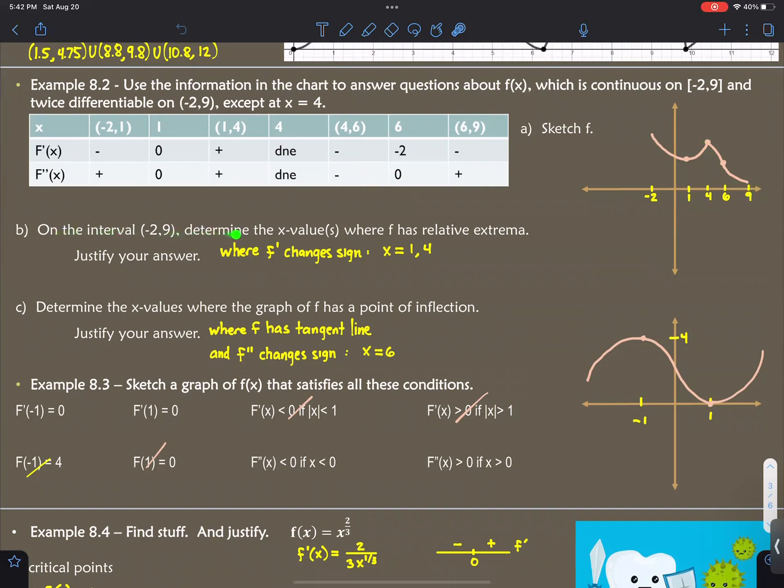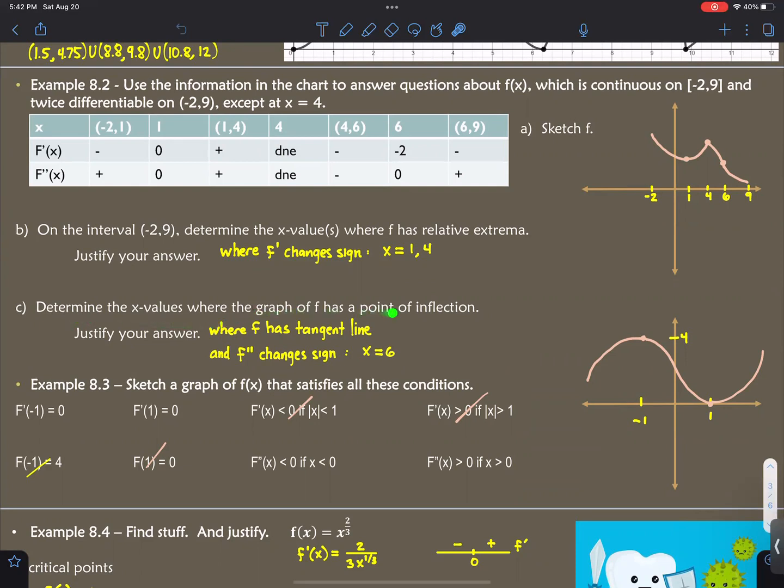On that interval, determine the x values where we have relative extrema. That's easier to do now that we have a graph. It looks like at 1, we've got a minimum, at 4, we've got a max. Notice the prompt says parentheses, so we're not considering endpoints here. Justify means we have to explain why we picked these values in writing. So I put just where f prime changes sign.